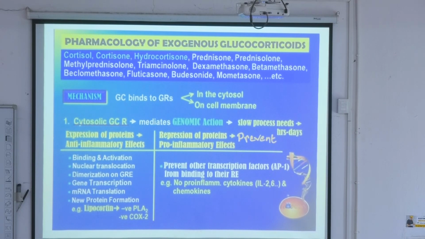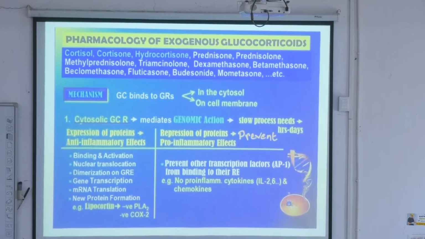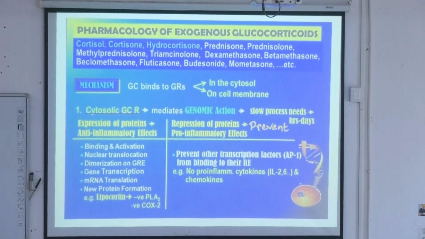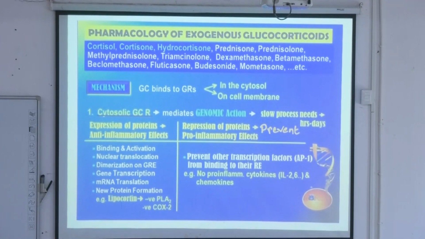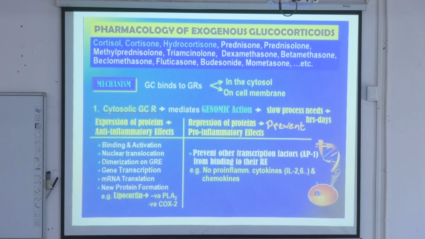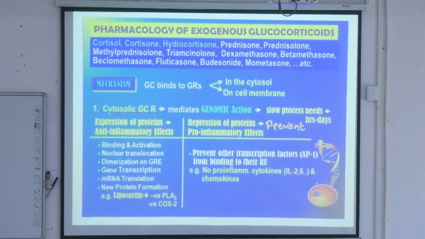So there are two groups of glucocorticoid receptors: the cytosolic glucocorticoid receptors and the membrane bound glucocorticoid receptors. In case of cytosolic glucocorticoid receptors, this is more important because this effect of glucocorticoid is long standing. It takes time to come, but it is more powerful and more long standing, and it occurs at the genetic level. How?